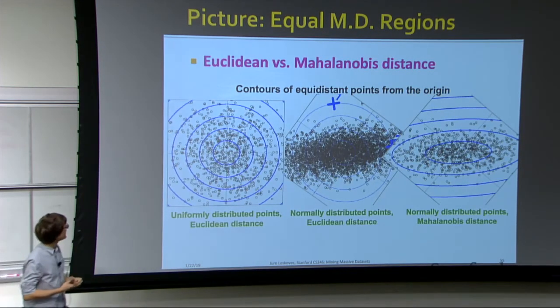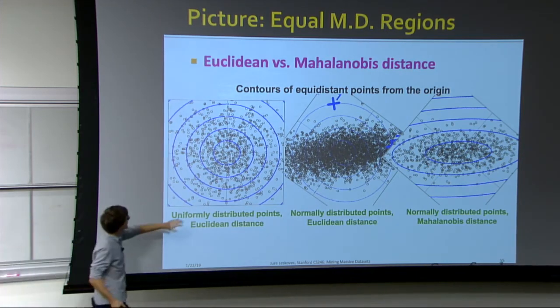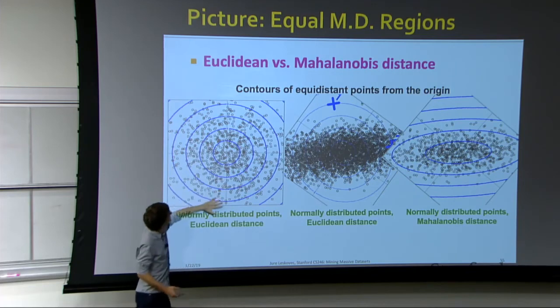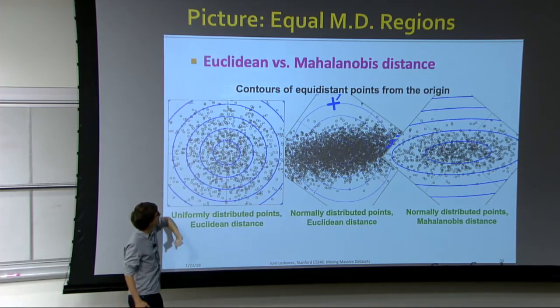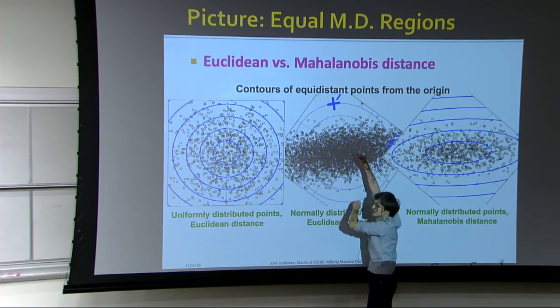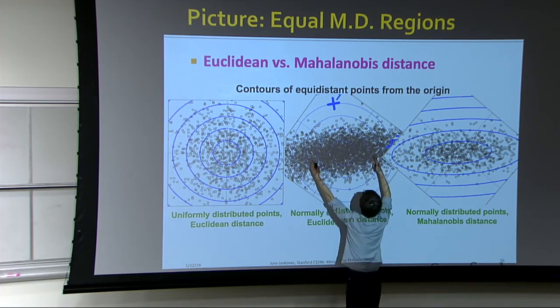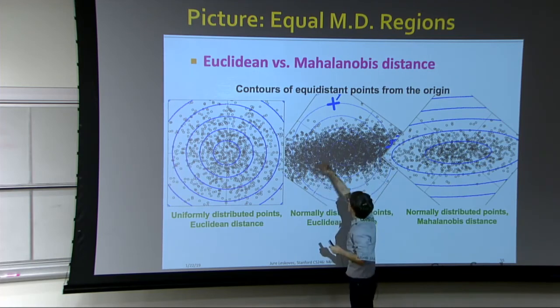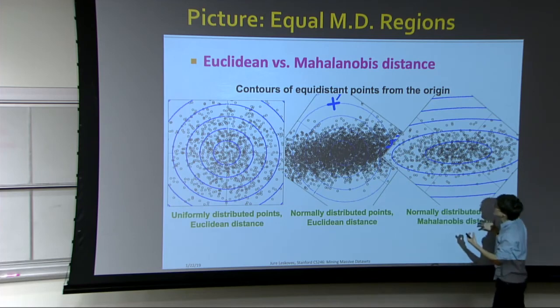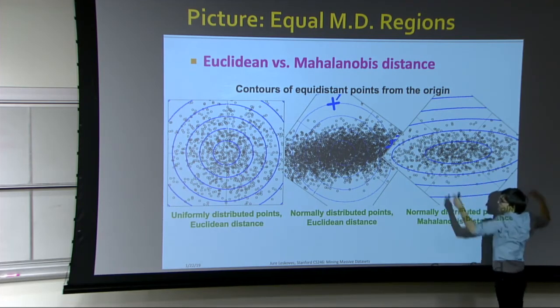Let me show you pictorially how Mahalanobis and Euclidean differ. If data is evenly distributed, then the two are equivalent. But if data is, for example, more spread along one dimension versus the other, then the Euclidean distance will penalize distances along the dimension where the data is spread more. What Mahalanobis distance does is spread it out along this coordinate, right?